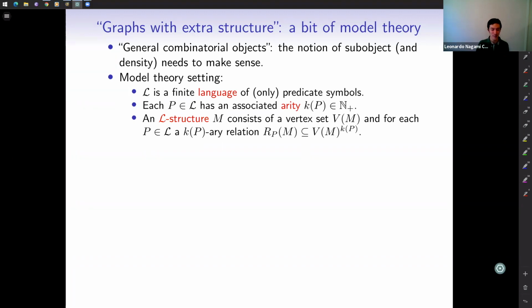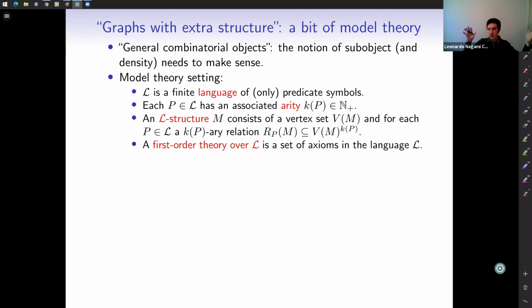Okay. So if I'm given such a language, an L-structure is going to have a vertex set, and for each predicate symbol in my language, remember it has an arity, I associate a k-ary relation, that is, a set of k-tuples where k is the arity of that predicate. That's an L-structure. Now, a first-order theory is going to be a set of axioms over this language L.